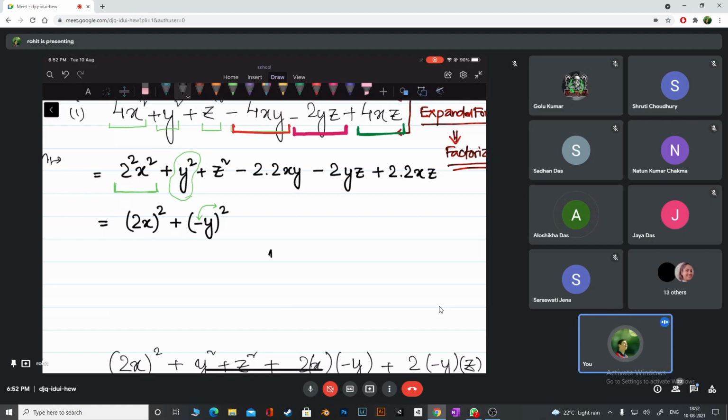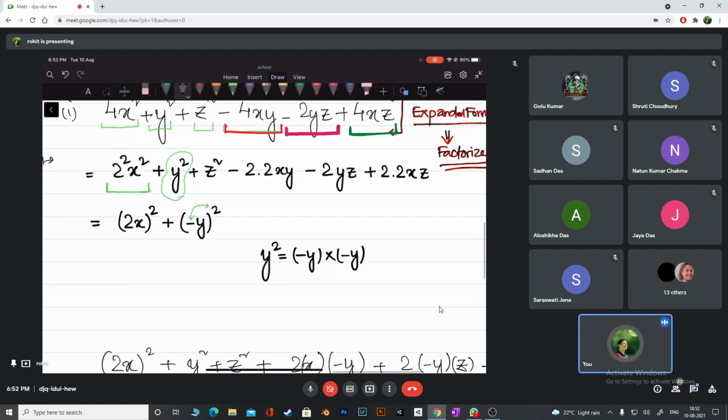Very good question. Look here, Baliram. See, y square, can I write minus y into minus y? Can I do this, Baliram? Check. Yes, sir. Because it is different or it is same? Same, sir. But your question is, why am I writing the minus sign? Yes or no? Yes, sir. Okay, so I will show you now why I am doing that.